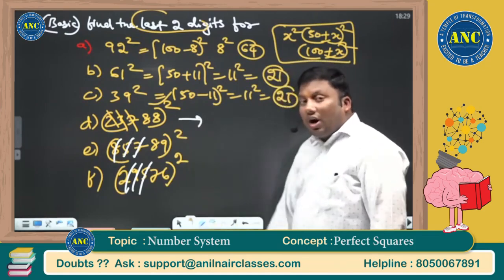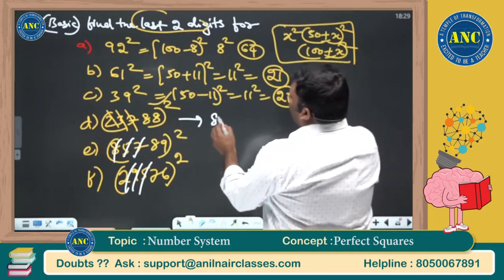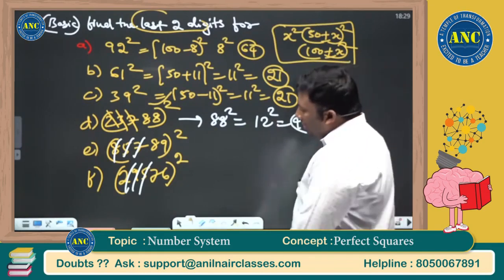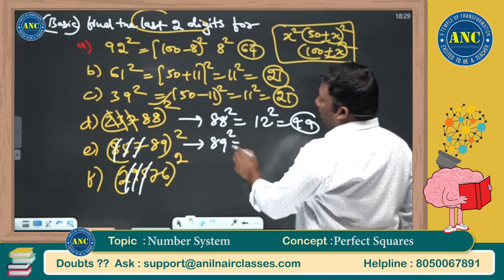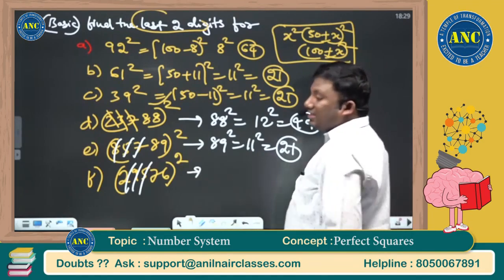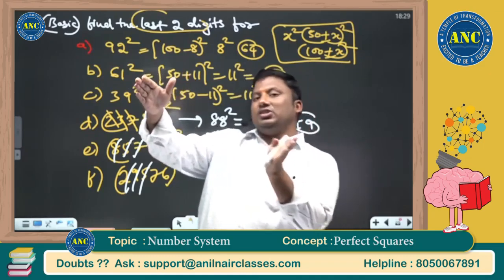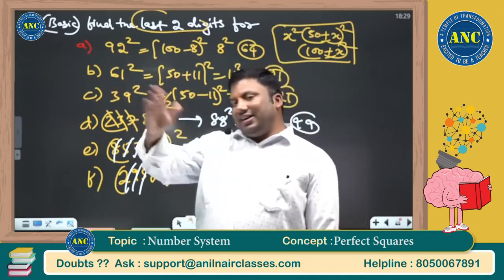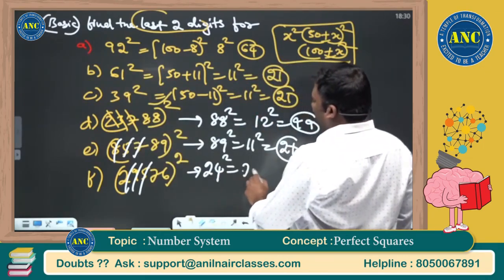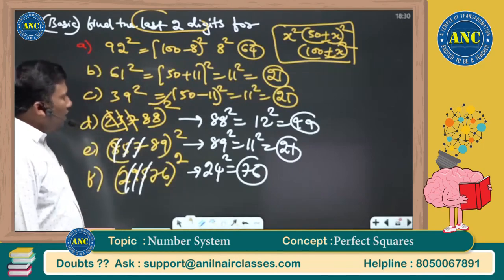88 square. Check how much it is more than 50 or less than 50. Now see here, 88 square. 88 is 12 less than 100. 12 square is 144. Then 89 square, it is 11 less than 100, 11 square, 121. 76 square. 76 is the exact midpoint: from 50 it is 26 more, or from 100 it is 24 less. So 24 square or 26 square, it is 76. 576. All are clear, right?